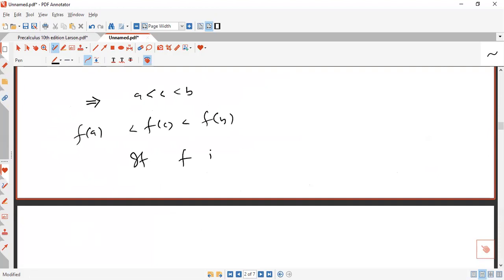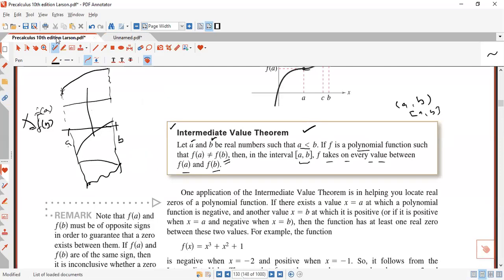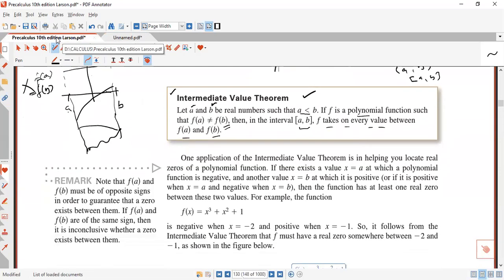If the function is continuous and f of a is not equal to f of b. Is it clear now? Why is this very important?